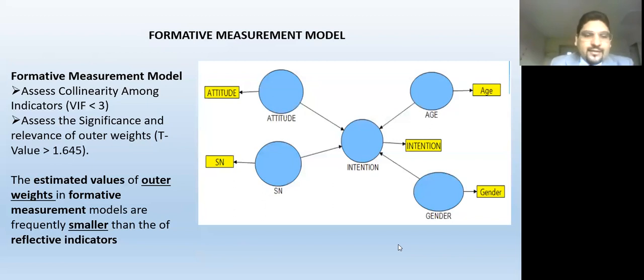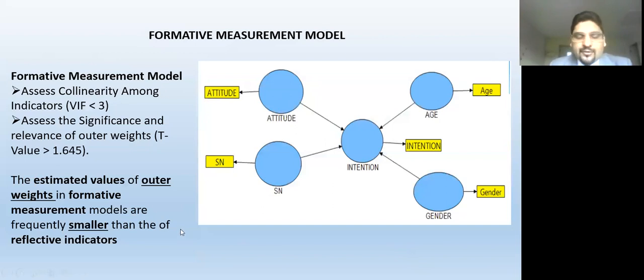Another important factor in the measurement of formative factors is that these indicators should be highly related to the construct, and this relationship should be significant. For checking significance, we have 2 options. We can look at the p-value, which should be less than 0.05, or we can look at the t-value, which could be more than 1.6 or more than 1.9. It depends on the level of confidence that you are looking for.